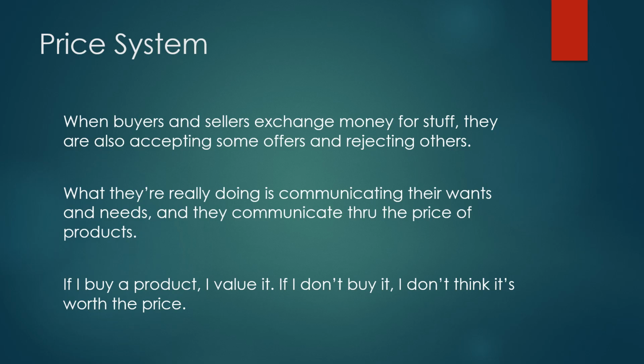So let's talk about a price system. A price system is when buyers and sellers exchange money for stuff. They're also accepting some offers and rejecting others. What they're really doing is communicating their wants and needs, and they communicate that through the price of products. If I buy a product, I value it. If I don't buy it, I don't think it's worth the price.